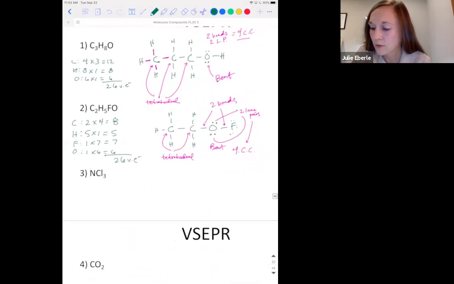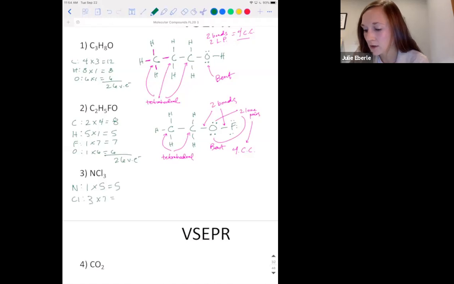All right, so that's how I'm going about these, step by step, boom, boom, boom. Okay, so total number of valence, nitrogen. We have 1 nitrogen atom. Each one has 5 valence electrons. Chlorine, we've got 3 of those. Each one has 7 valence electrons. 26 again.